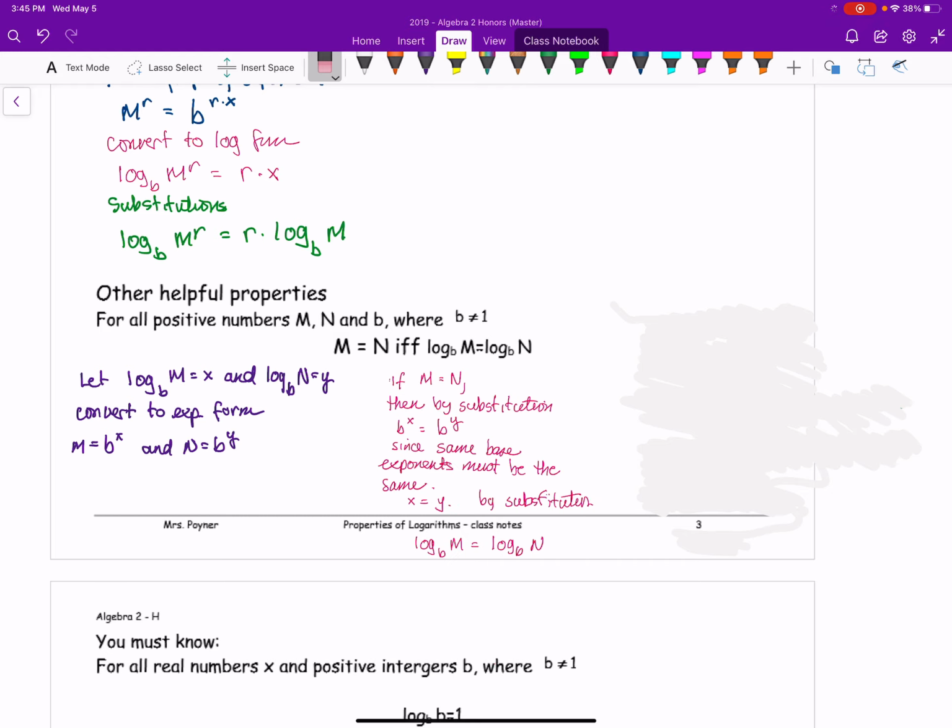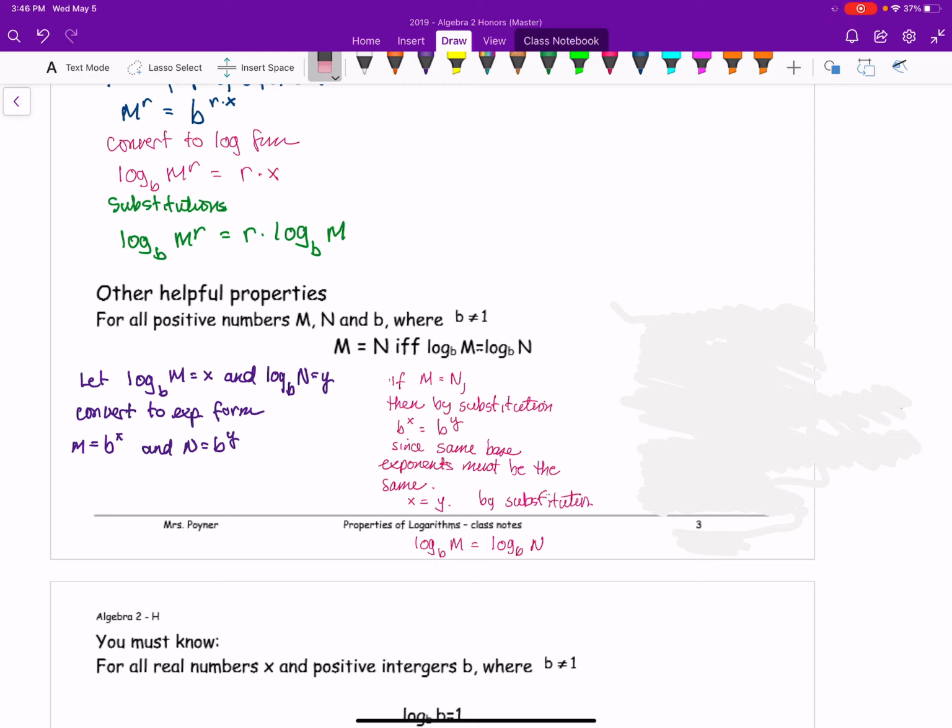Starting with the hypothesis that m is equal to n. Then by substitution, because I let these logarithms equal x and y, I know that m is equal to b to the x and n is b to the y. So I'm just going to substitute in. Since they have the same base, the exponents must be the same. So therefore, I can conclude that x is equal to y.